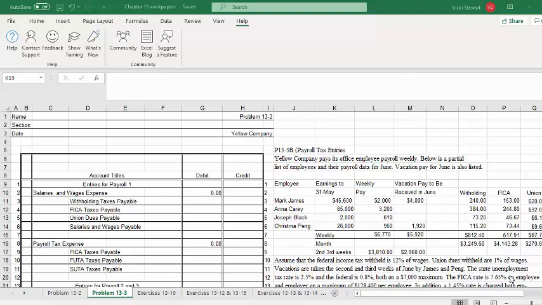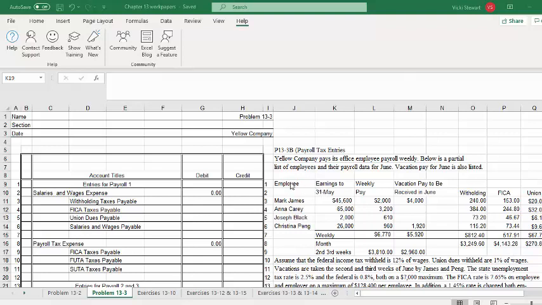This is a demonstration of problem 13.3b, payroll tax entries. Yellow Company pays its office employee payroll weekly. Below is a partial list of employees and their payroll data for June. Vacation pay for June is also listed.